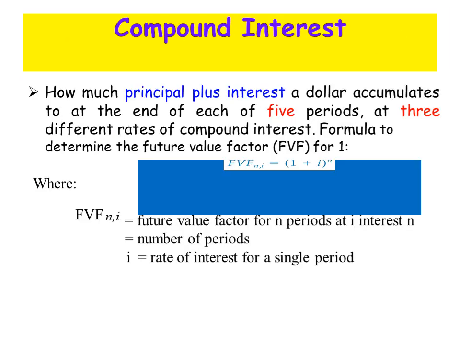Compounding interest. How much do principal plus interest dollars accumulate to at the end of each of 5 periods at 3 different rates of compound interest? Formula to determine the future value factors: future value factor is equal to (1 plus I) to the power of n. What is I? I is equal to R over M, as we said before, that is rate divided by the number of periods per year.